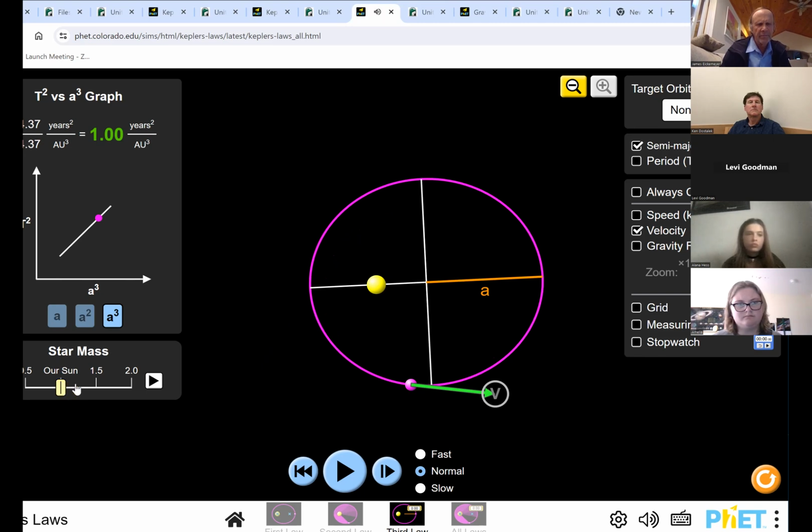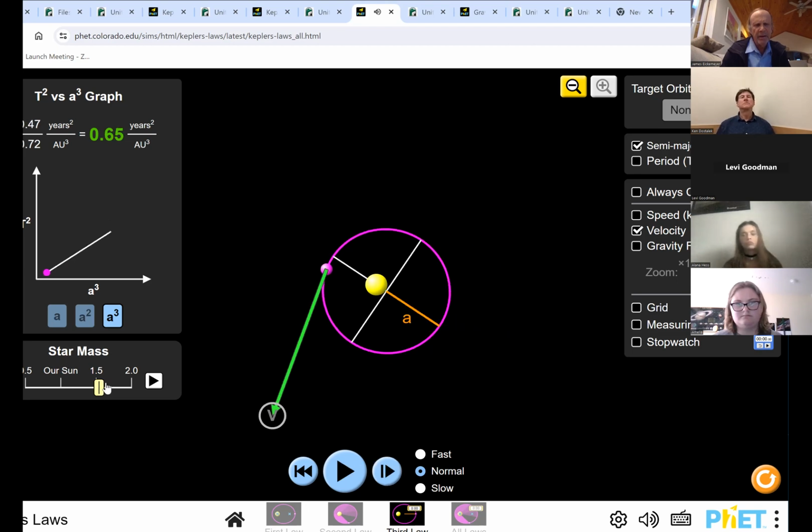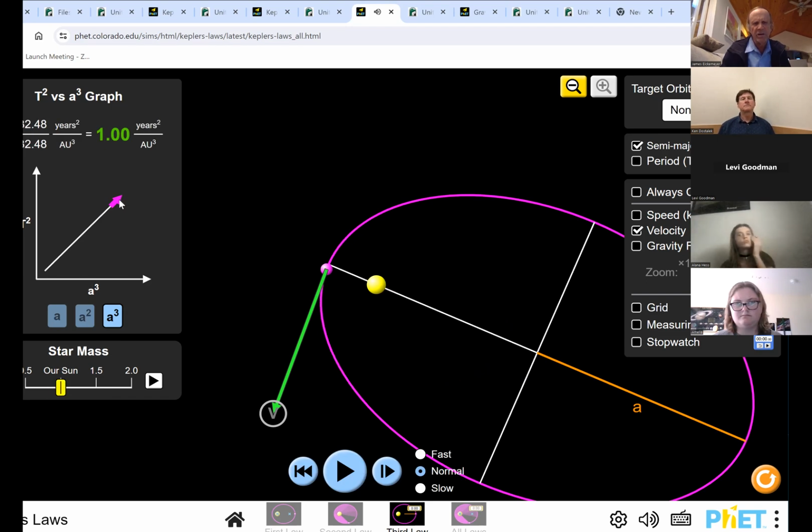And so if I move it in like that, then I've changed the mass and the period squared versus A cubed relationship changes again. What I'm trying to demonstrate here is that changing the mass changes the period squared versus A cubed relationship. And so that's where the K comes in. By being able to figure out that K, that's how we can get the mass.